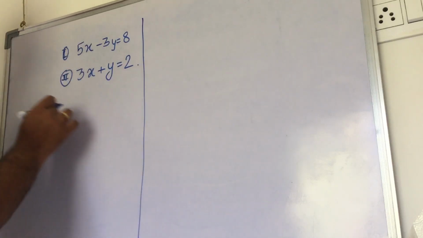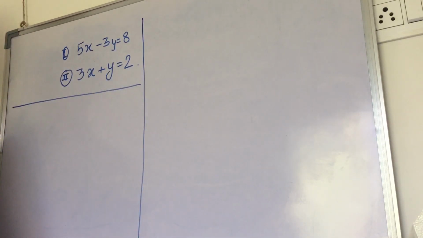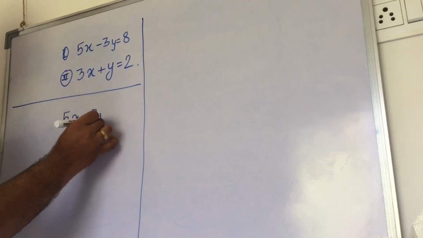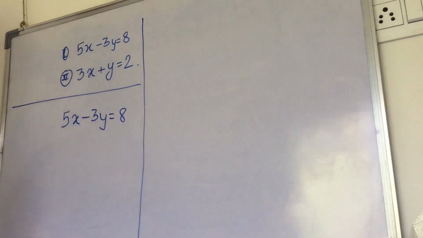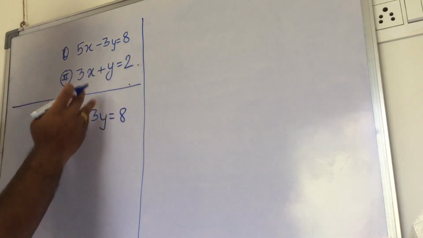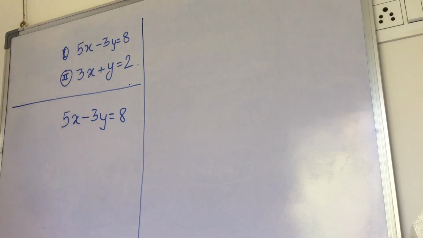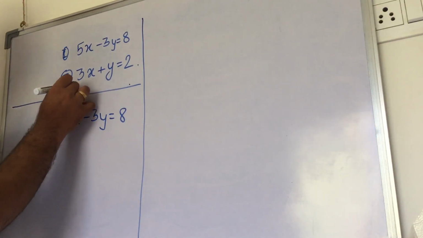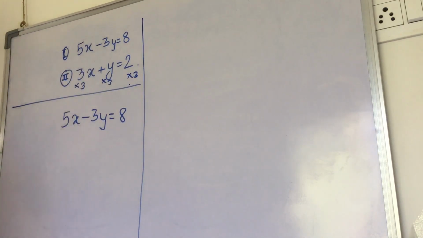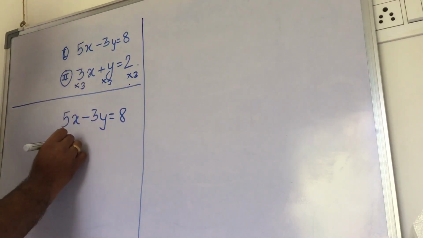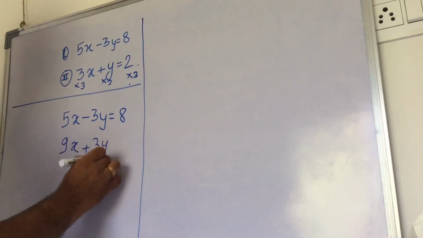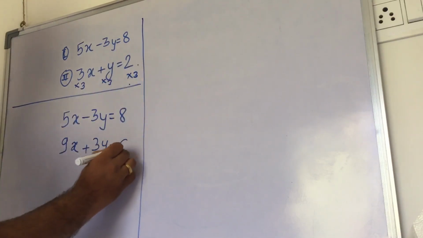Let's make two parts here. This is the question, right? We have the first equation 5x minus 3y equals 8. Can you make the second term in the other equation 3y? Yes, you can make it. You have to just multiply all the terms by 3. Multiply all the terms by 3. 3 times 3 is 9, so 9x. 3 into y is 3y, and 3 into 2 is 6.